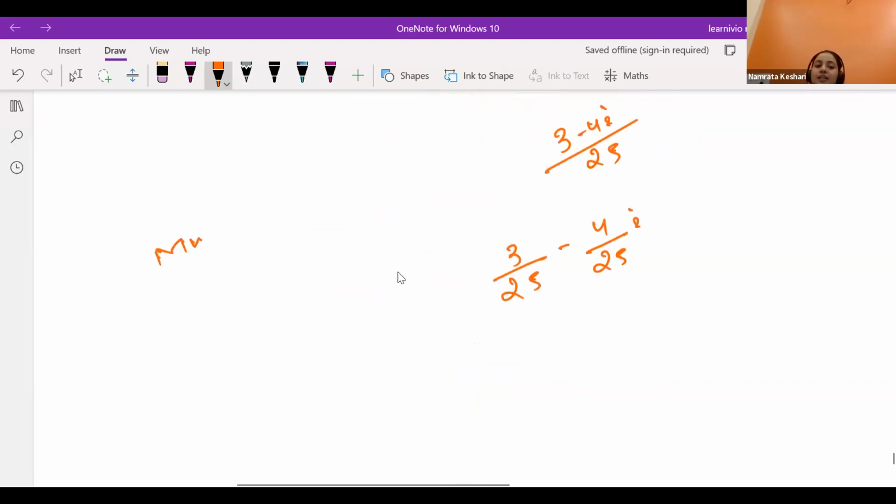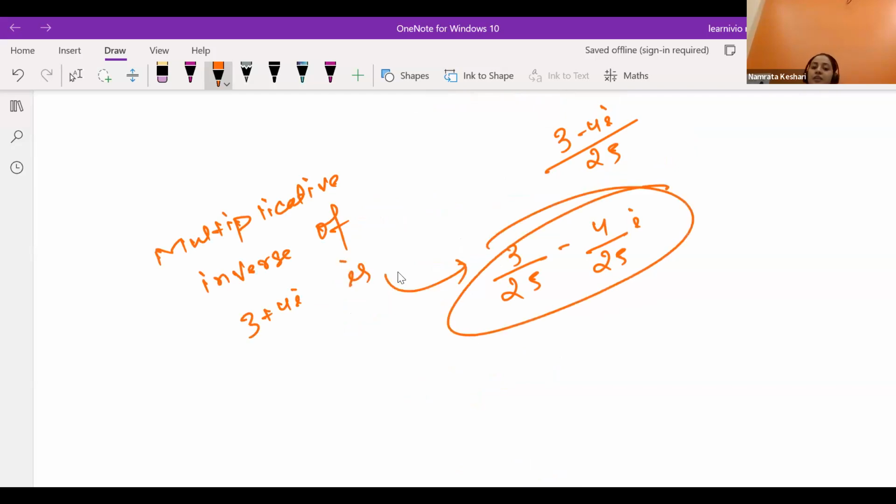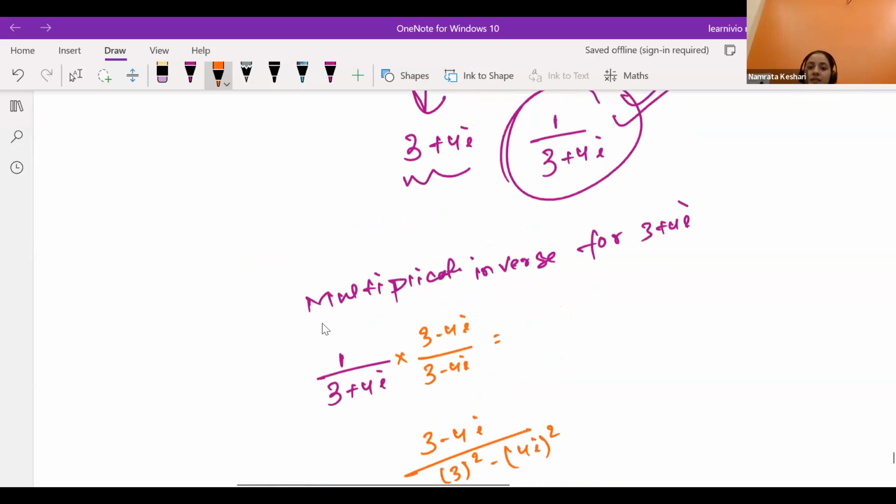Multiplicative inverse of this. Can you see it, Ali and Alina? कैसे निकाल रहे हैं मल्टीप्लिकेटिव इनवर्स आ रहा है समझ में? Yes, ma'am. Alina, are you getting?